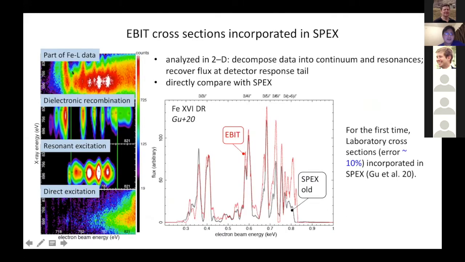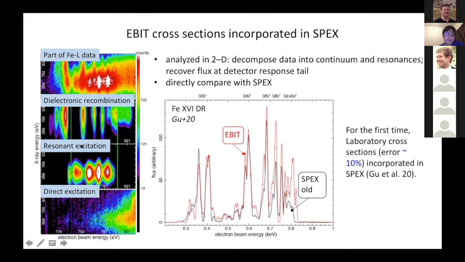So this shows a little part of the data, and a problem here is we need to distinguish the DR resonance from the neighboring resonant excitation peaks, which are blended in X-ray, also called de-excitation energy. And we also have to restore the flux at the detector response tail far from their peaks. So we model the EBIT data in two dimensions based on the instrument response function.